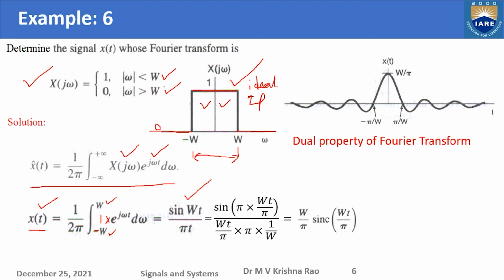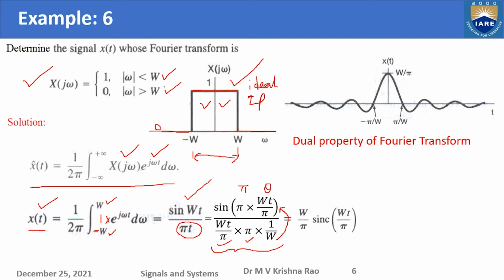Now I want to convert this into a standardized sync function, that is sin pi theta by pi theta. This is pi, this is theta, and I also want pi and theta here. So I have to add some terms here, because only pi t is available here. I have to convert this by manipulating the equation, to get this term. So in the process, I have 1 by W extra here. This W goes to the numerator, and this pi is there anyway in the denominator.